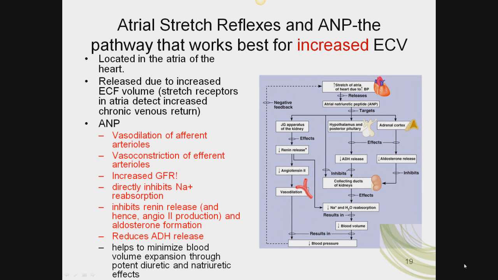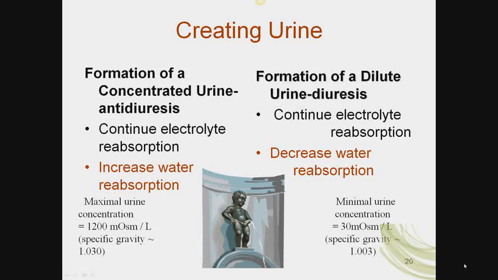More glomerular filtration, more filtrate load, more GFR, more urine output, and less ability to reabsorb water at the collecting ducts and medullary ducts. This helps to minimize blood volume expansion through potent diuretic and natriuretic effects. When we come back for our next installment, we're going to talk about how the hormones ADH and aldosterone affect the kind of urine you make.